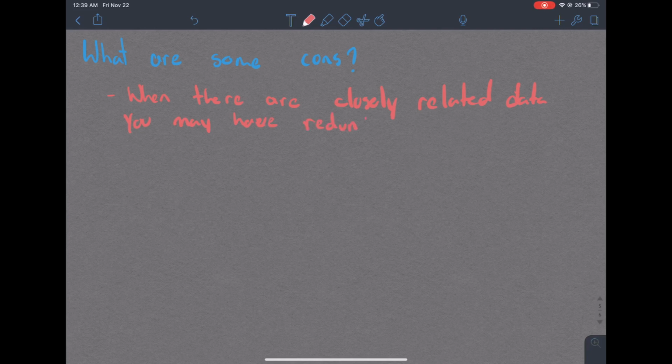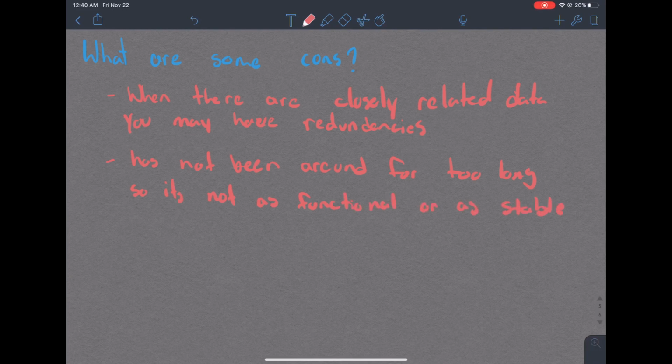What are the cons? When data is closely related, you may have redundancies in NoSQL, which can slow your performance. NoSQL has not been around for too long, so it's not as functional and stable. Not having as much support as relational databases is a downside for businesses looking to implement NoSQL databases.